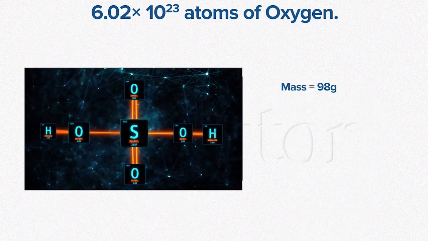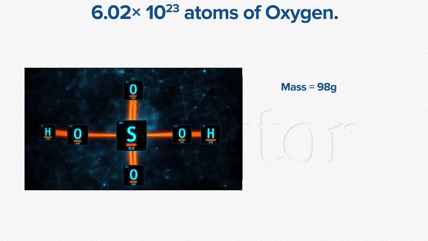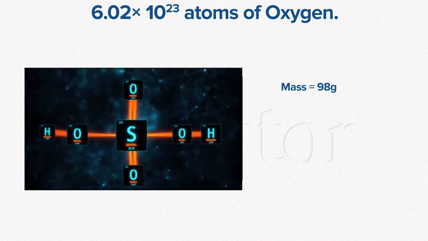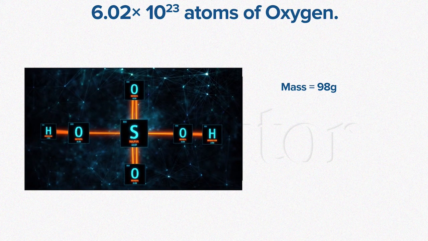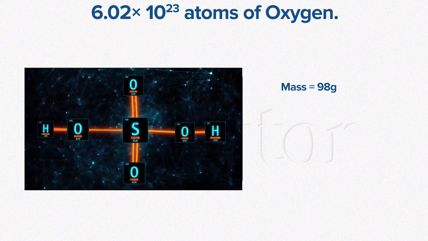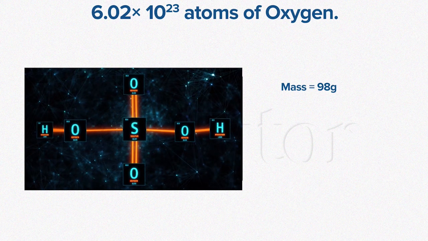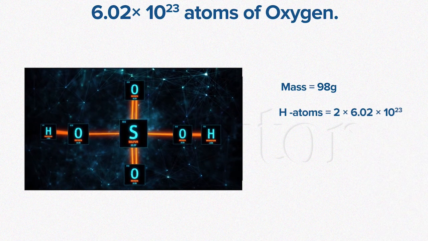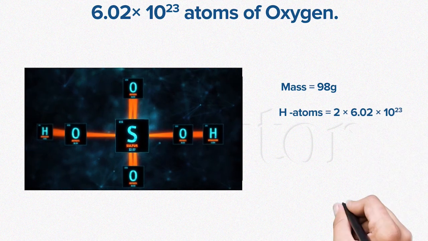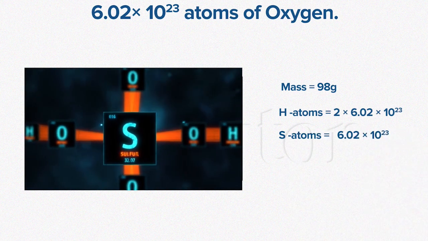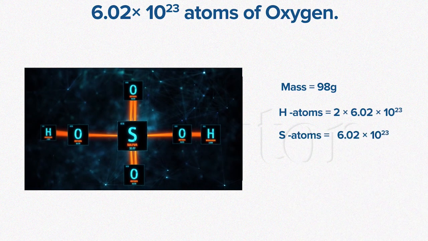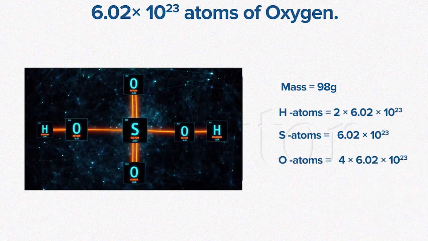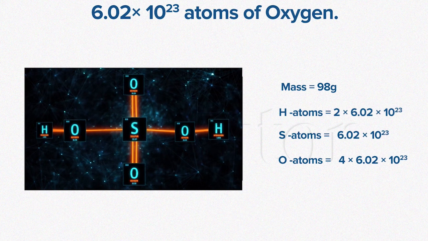You have 98 grams of sulfuric acid, H2SO4. Let's look at the atoms separately. Here we have 2 atoms of hydrogen, 1 atom of sulfur and 4 atoms of oxygen. Okay? So for hydrogen, H, it has twice Avogadro's number of hydrogen atoms. For sulfur, it is just 1 Avogadro's number of sulfur atoms. And for oxygen, it is 4 times Avogadro's number of oxygen atoms. Are you with me so far?